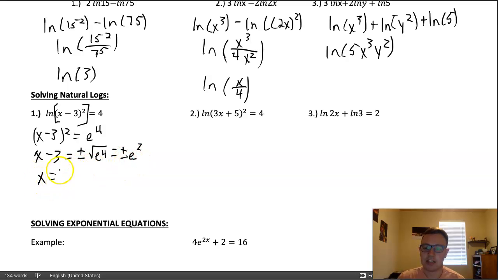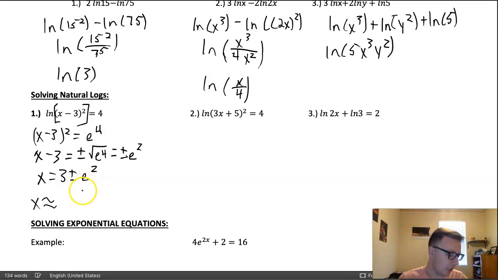Our answer is x is equal to 3 plus or minus e squared, which we're also going to throw into our calculators to get a decimal approximation. What's 3 plus e squared? That is roughly 10.389. And what is 3 minus e squared? Well, 3 minus e squared is roughly negative 4.389.